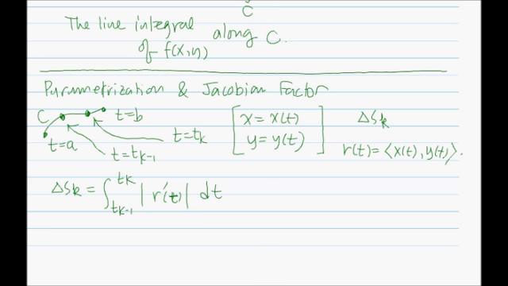So what we're going to do is rewrite this in terms of delta t_k, right? The idea of the Jacobian factor is how we're going to write this delta s_k in terms of delta t_k. How is this related? What is the stretch factor?